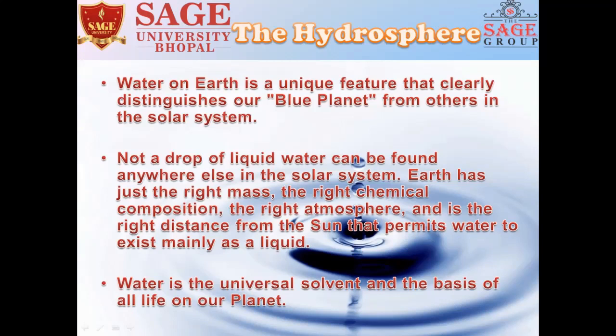Here are a few points on hydrosphere. Water is the universal solvent and the basis of all life on our planet. Water on Earth is a unique feature that clearly distinguishes our blue planet from others in the solar system. And the third point is very unique and very beautiful: not a drop of liquid water can be found anywhere else in the solar system. Earth has just the right mass, the right chemical composition, the right atmosphere, and is the right distance from the sun that permits water to exist mainly as a liquid.